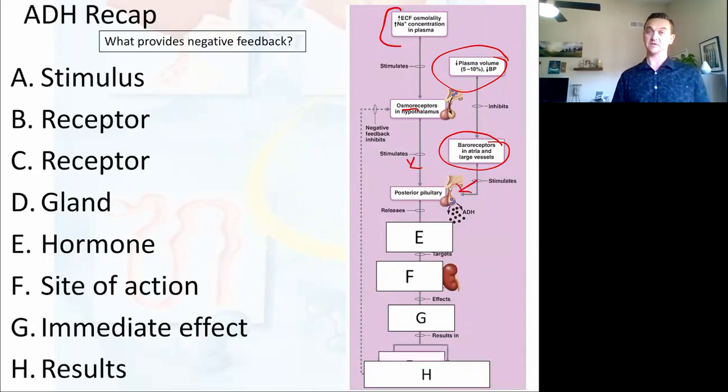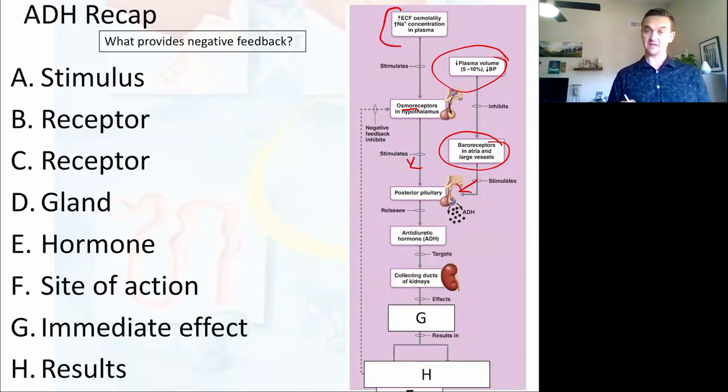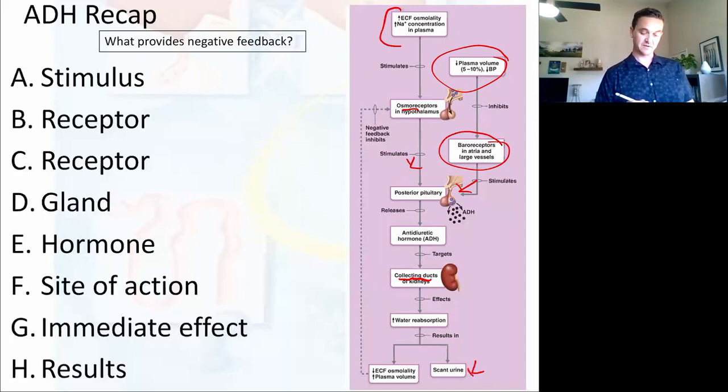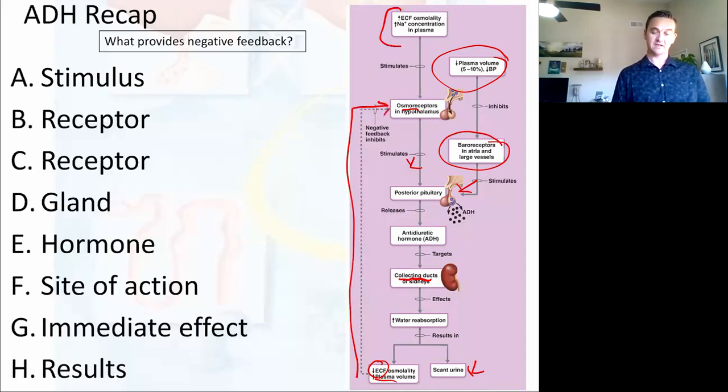So D is the posterior pituitary gland. We know that's where it's released from. E is the hormone, right? That's ADH. What does it target? It targets the kidneys, primarily the collecting duct, also the distal tubules. And then the effects are increased water reabsorption, and the results are a decrease in urine, an increase in plasma volume, and a decrease in extracellular fluid osmolarity. So what's the negative feedback? It's this right here. This is the negative feedback, stopping that stimulus.